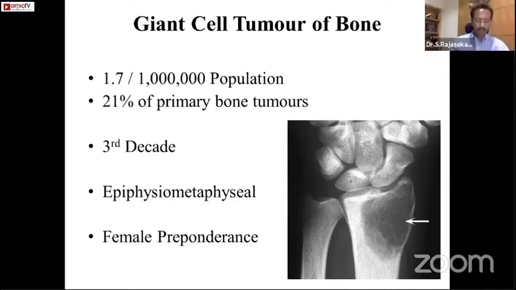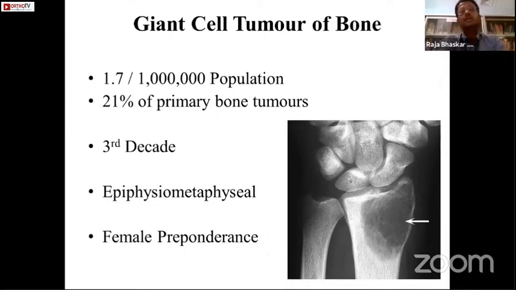So basically in the large spectrum of sarcoma, the incidence of bone tumors is 1%. So it is really, really rare. Bone tumors and sarcoma are rare. And in that 1%, giant cell tumors have a 1.7 per 1 million population incidence. And in primary tumors, there is about 20%. So out of the bone tumors happening, 21% are giant cell tumors.